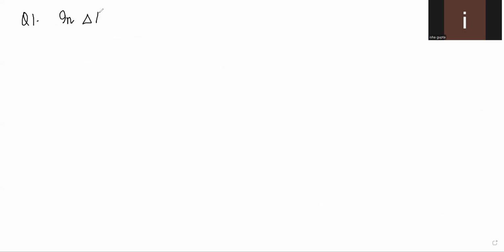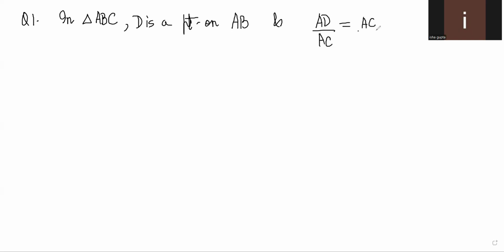In triangle ABC, D is a point on AB and we have AD by AC is equal to AC by AB is equal to 2 by 3.